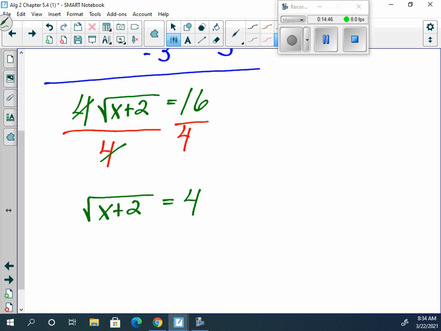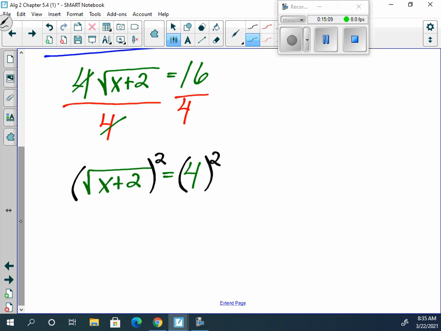Any questions on this so far? So the radical is by itself, yes? Okay, we finished step 1. Step 2, take the nth power of both sides. Well, what power are we going to put both sides to? The second power, because we have a square root, so we're going to square both sides. The square root and square will cancel, leaving us with just x plus 2 is equal to, well, 4 squared is.